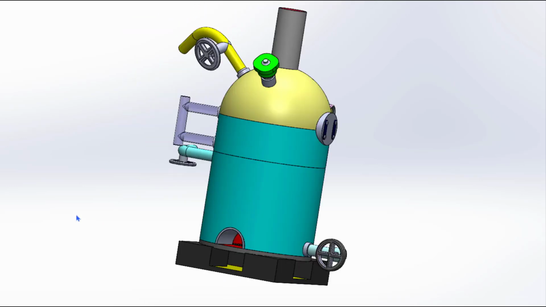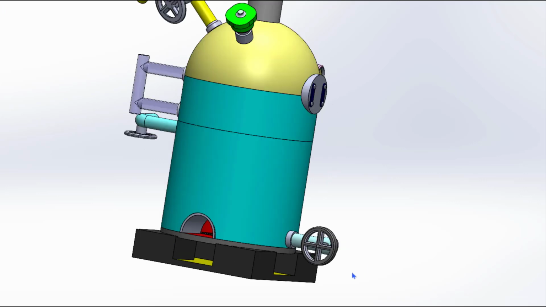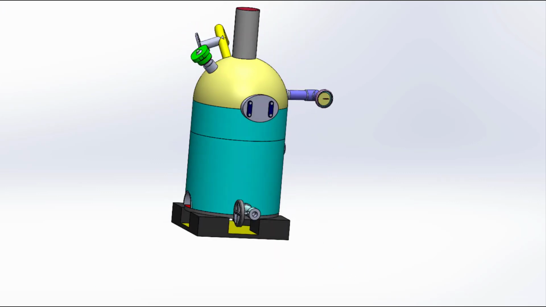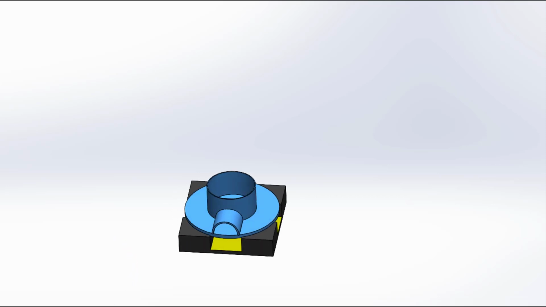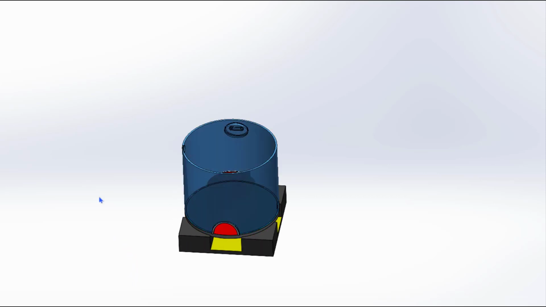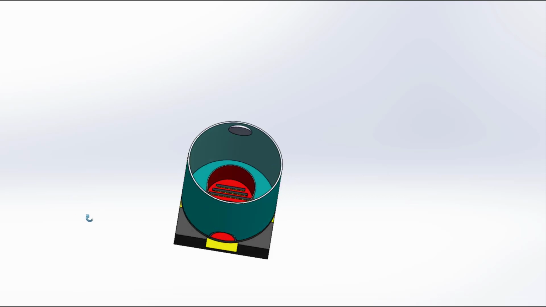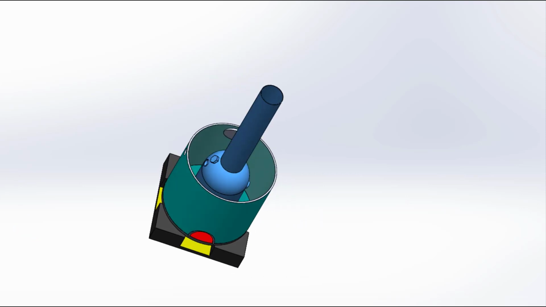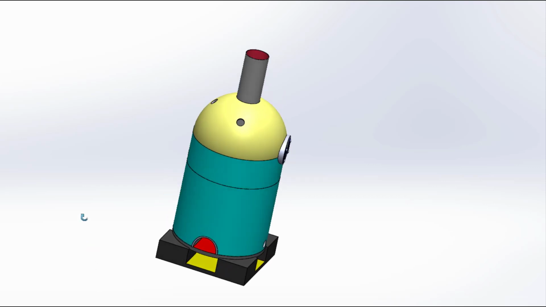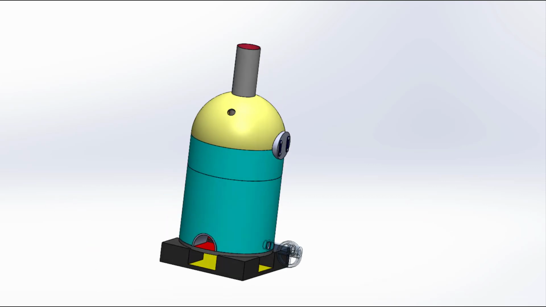So this is how a simple vertical boiler works. Furnace and grate, then this is the water space, then comes a chimney, then the water drum as well as the steam drum. This is covered, and all the mountings, boiler mountings.